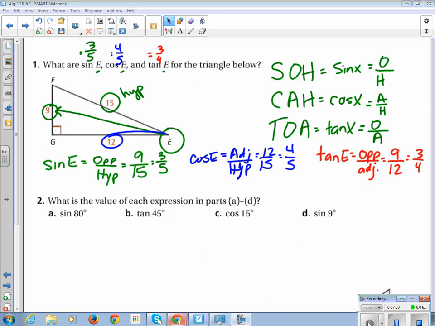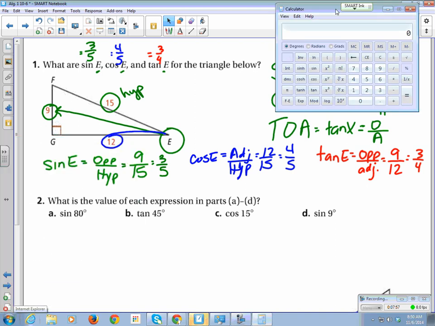All right, now I'm going to show you guys how to use your calculator to do the trigonometric ratios. Your calculator is not going to make it a nice fraction like 3/5. It's going to give you a decimal. So just be ready for that.